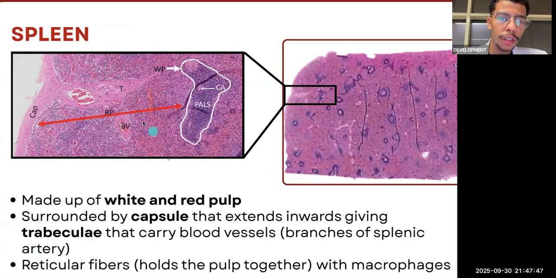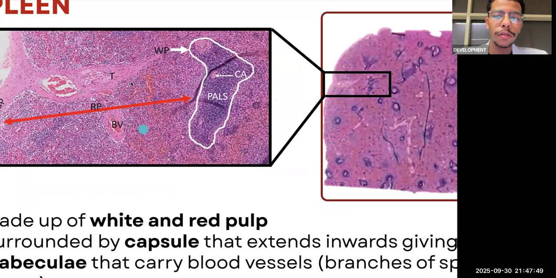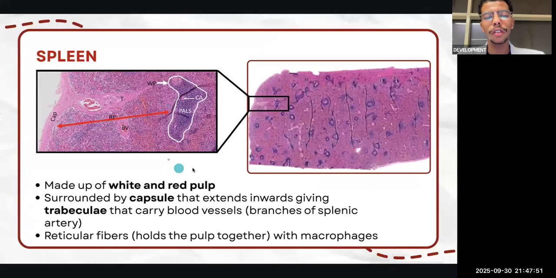Why is it red pulp? Because it has blood in it. Like blood is spread around in it. And now we'll look into them in detail. And what holds the pulp together is what? Reticular fibers. Okay? And these reticular fibers have macrophages around them. These are the four things that I want you to know. White pulp, red pulp, okay? The reticular fibers, and that's it.